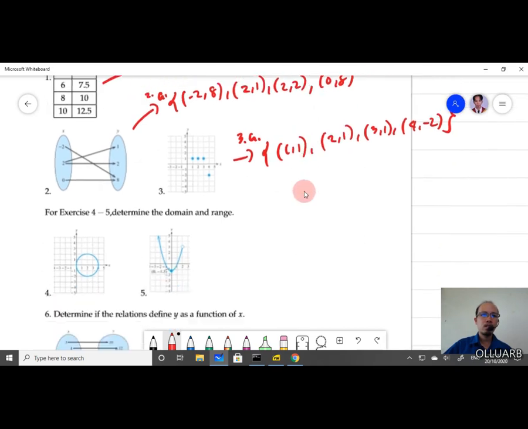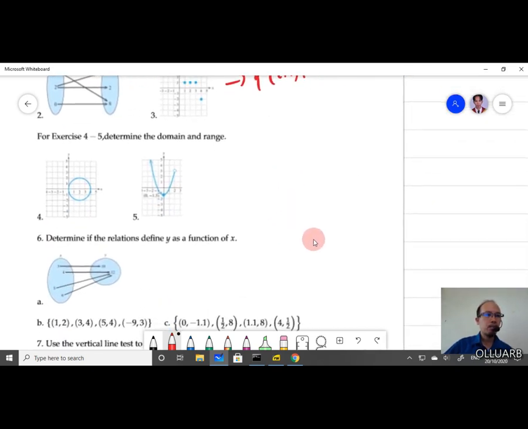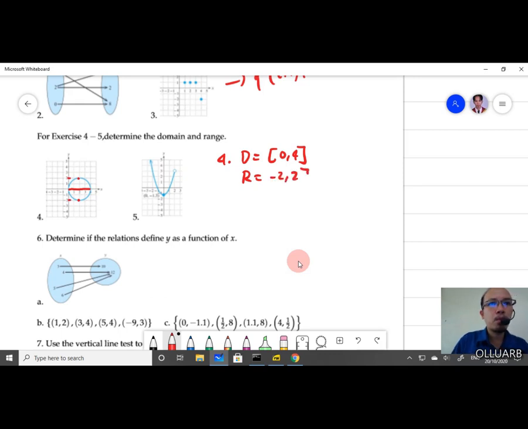Okay. For number 4 and 5, to determine the domain and the range, for number 4, the domain is these numbers here. There's no hole, so from 0 to 4, and the range is, there's no notation if this is the function f or whatever. The range is from this point here up to there, so from negative 2 to 2.